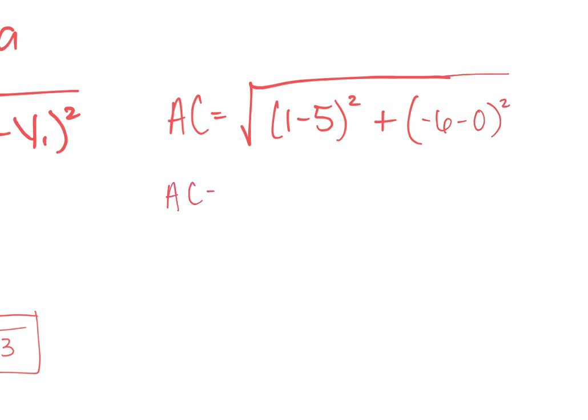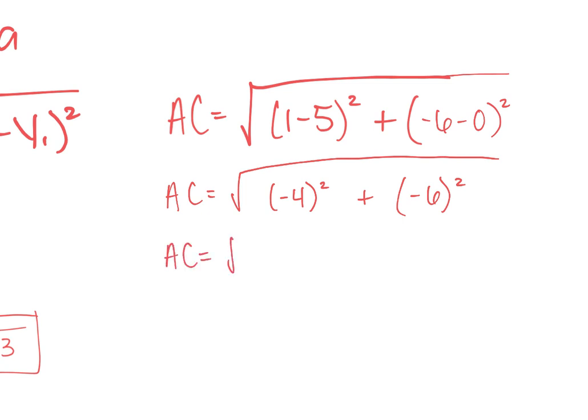So AC equals the square root. 1 minus 5 is going to give me negative 4 squared plus negative 6 minus 0 is going to give me negative 6 squared. All right, here we go. What's negative 4 times negative 4? Positive 16. And then 6 times 6? 36. So then 16 plus 36 is going to give us the square root of 52.